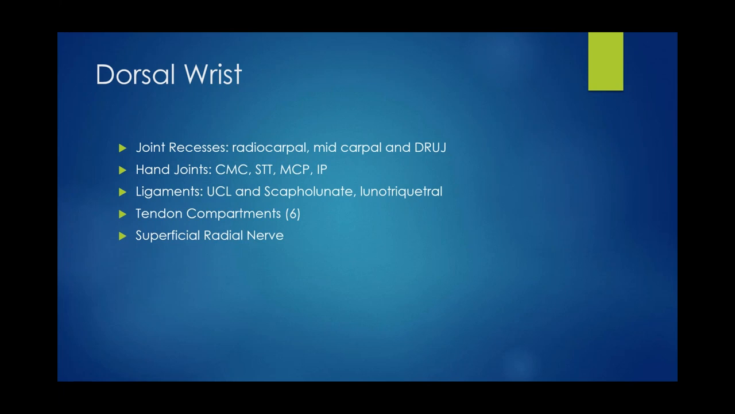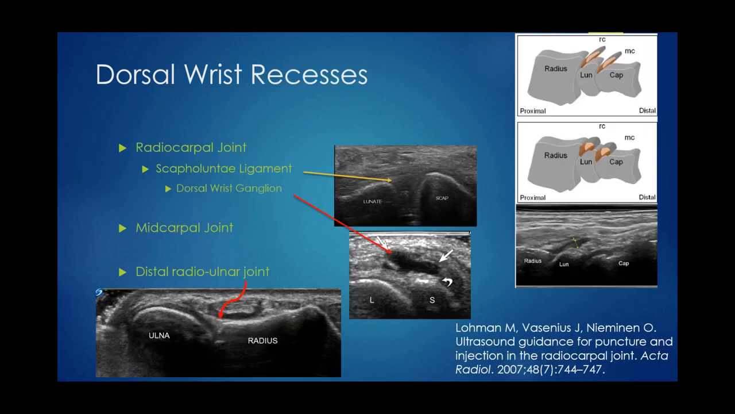As we know, the wrist is comprised of three separate joints, the radiocarpal joint, the midcarpal joint, as well as the distal radial ulnar joint. Normally, these are non-communicating joints and only communicate if there is ligamentous or capsular disruption.